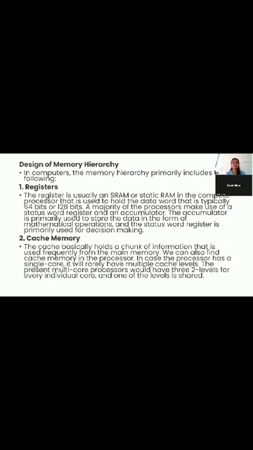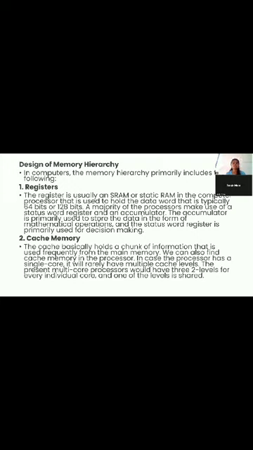Cost per bit. The cost per bit increases as one moves from the bottom in the memory hierarchy, that is, external memory is cheaper than the internal memory. Then, design of memory hierarchy. In computers, the memory hierarchy primarily includes the following memory types.